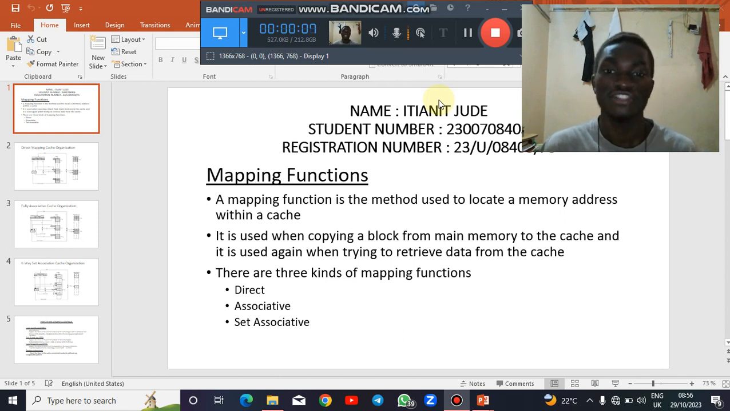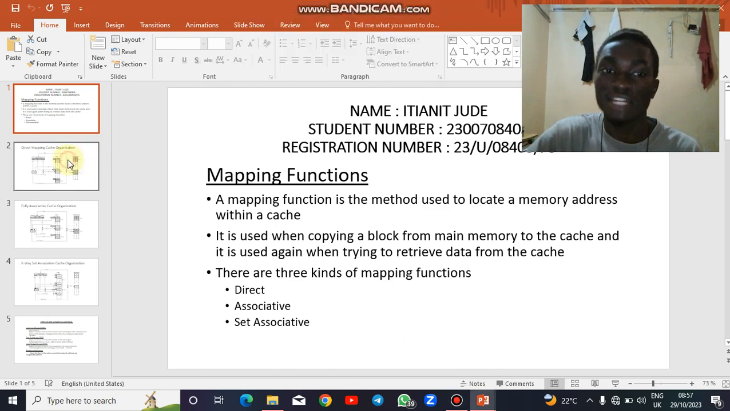A mapping function is simply the method used to locate a memory address within the cache. It is used when copying blocks from main memory to the lines in the cache, and it is used when trying to retrieve the data again. We have three kinds of mapping functions. The first one is direct, then associative, then we have set associative.